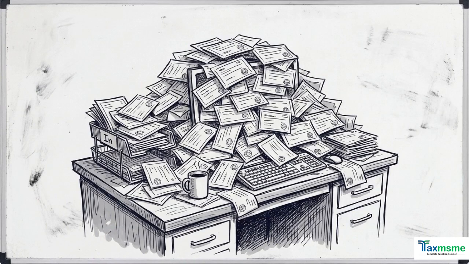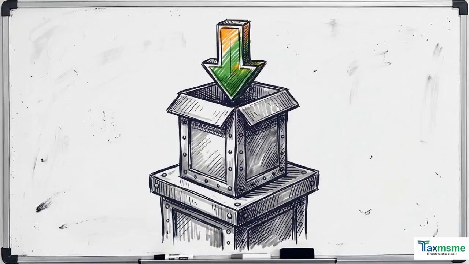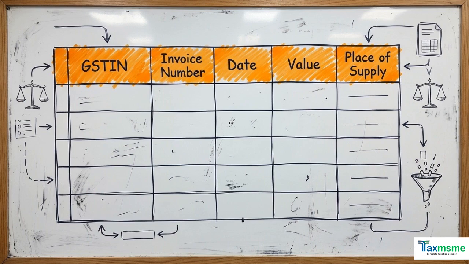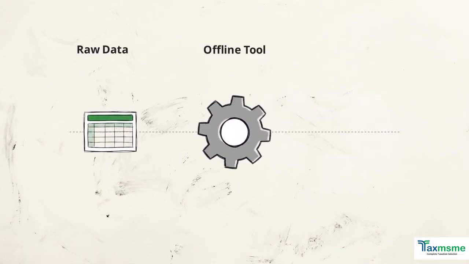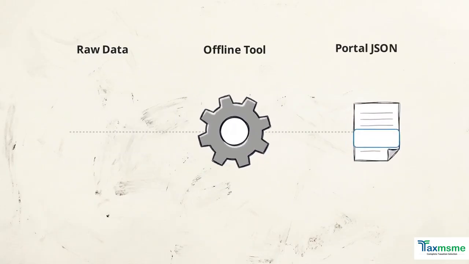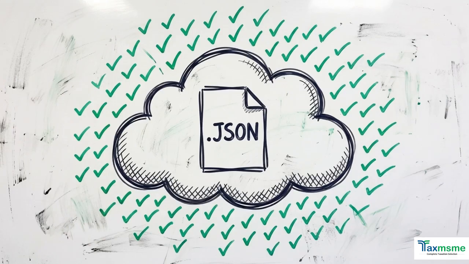Now, if you are processing 50, 100, or thousands of invoices, entering them individually becomes a bottleneck. For that, you need the GST offline tool. The offline method relies on bulk data uploads. Prepare a spreadsheet strictly following the required format: GSTIN, invoice number, date, value, and place of supply. You feed the spreadsheet into the offline tool, which compiles your data into a single JSON file. You then import that JSON directly into the online portal, populating all your invoices instantly.